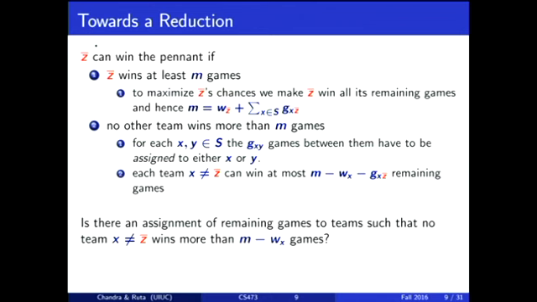Now, suppose there are 10 games left between team X and Y. We want to say how many of them we want to give to X, how many of them we want to give to Y. And for every pair of teams, we have to decide that. And we have to have the condition that no other team wins more than M games. They already have won some games, and with Z, we already let them lose these games, right?